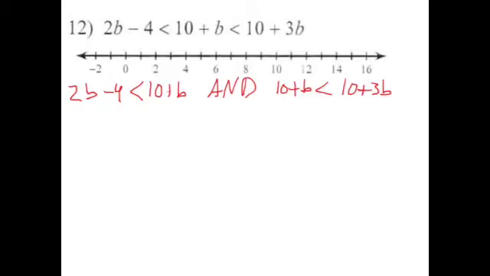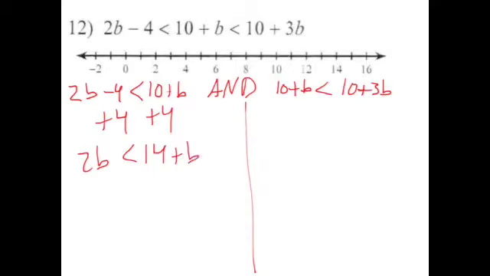Next one, number 12. So this one is an AND statement. It has an expression in the middle, inequality signs on either side. And on the front side of the assignment, I was able to solve this entire thing all in one go, but since these side expressions have a b in them, they're going to have different steps for each inequality, so I'm going to do them separately. So I'm going to do the left one. We'll start with adding 4 to both sides to get 2b less than 14 plus b. Let's subtract b from both sides to get b less than 14.